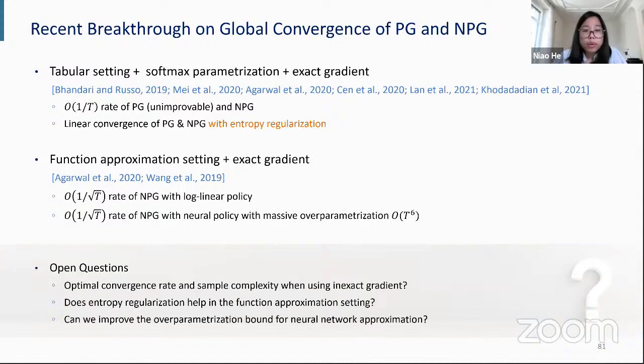And lastly, can we really improve the overparameterization bound in the existing literature, which is like t to the power of 6? That seems to be overly pessimistic somehow. And some of the analysis we did earlier for the TD learning can potentially be useful here to get better overparameterization complexity.